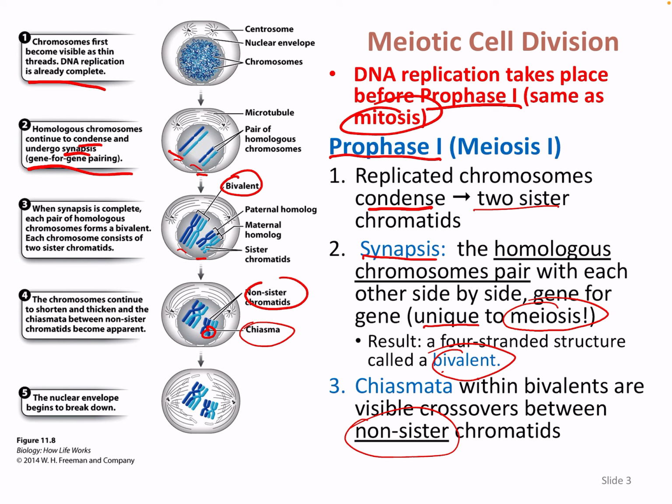And third, when synapsis is complete, each pair of the homologous chromosomes forms a bivalent. Each chromosome consists of 2 sister chromatids, and we can see here there's 2 pairs. And again, it's a bivalent. Fourth, the chromosomes continue to shorten and thicken, and the chiasmata between the non-sister chromatids become apparent. Then fifth, the nuclear envelope begins to break down.